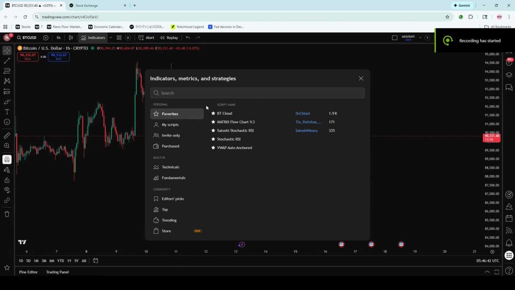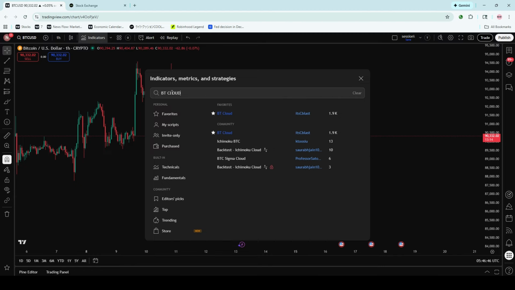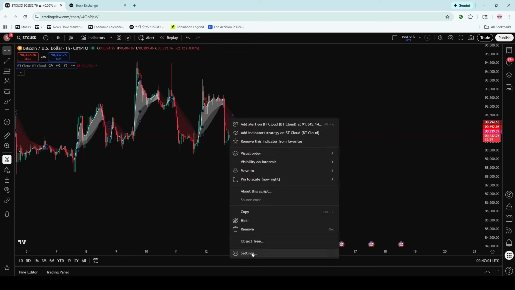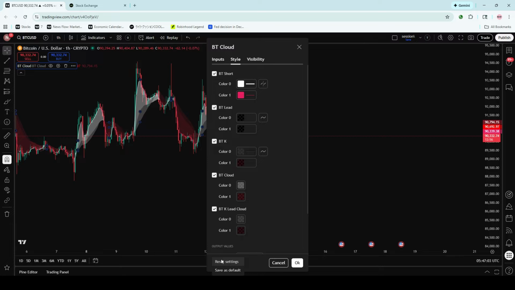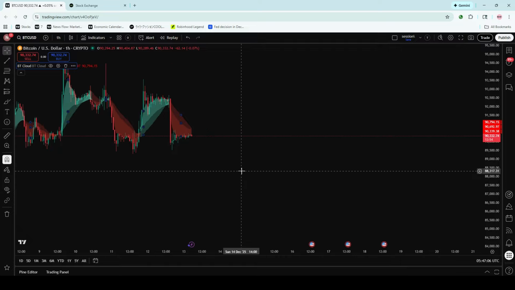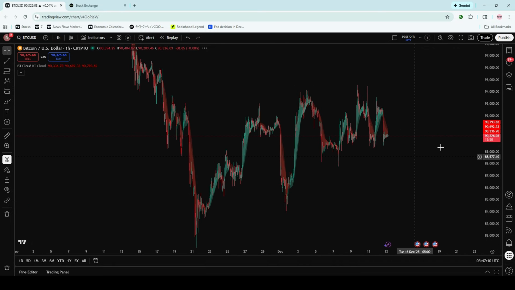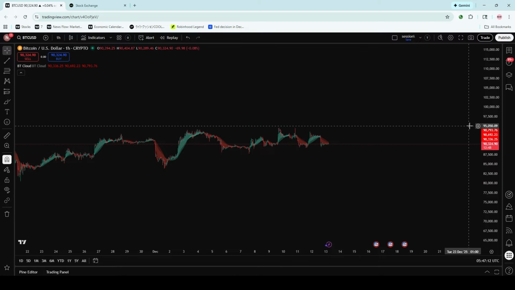So the first indicator that we will be going over is the BT Cloud indicator. You go up here in this tab, search up BT Cloud, and then it's the first one by the man himself, C-Blast. Let me just fix this real fast. Alright, besides the BT Cloud obviously looking really cool on the chart, it's one of my favorite indicators.